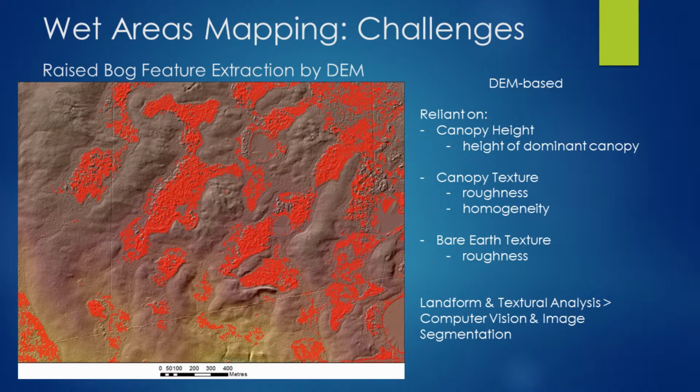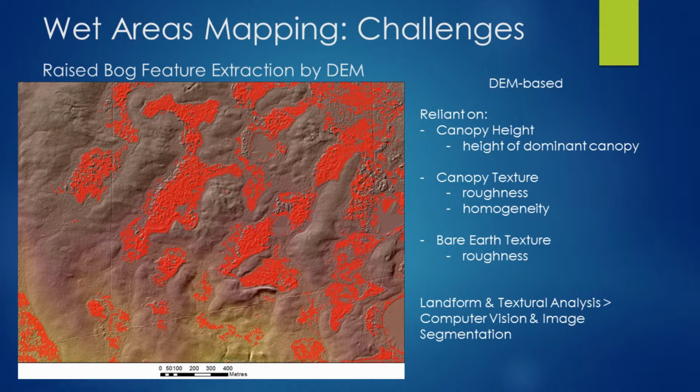So we had a couple different methods. We looked at some of these different landform and textural based methods, so some raster analysis, as well as some computer vision and image segmentation to try to bring it all together. So a bit more object-oriented classification after we derived some of these raster data sets. And this is the resulting data layer that we derived.